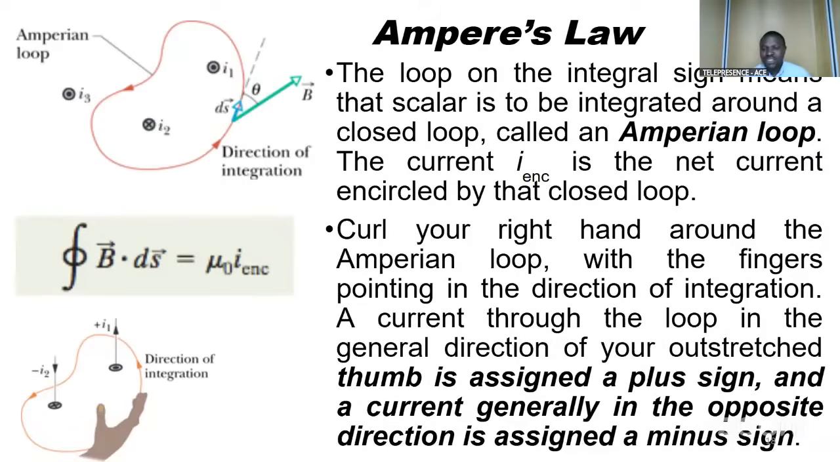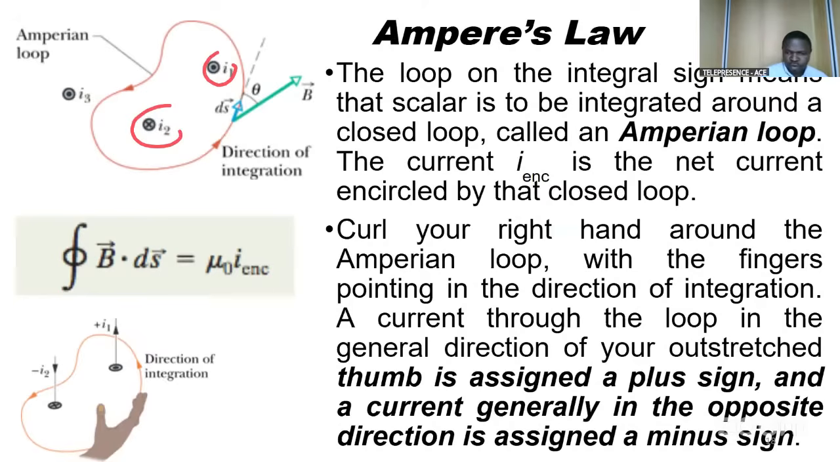It is more or less the same thing with Ampere's law. The loop on the integral sign means that the scalar is to be integrated around a closed loop, which is what we know as the Amperian loop. So the current I enclosed is the net current encircled by the closed loop.